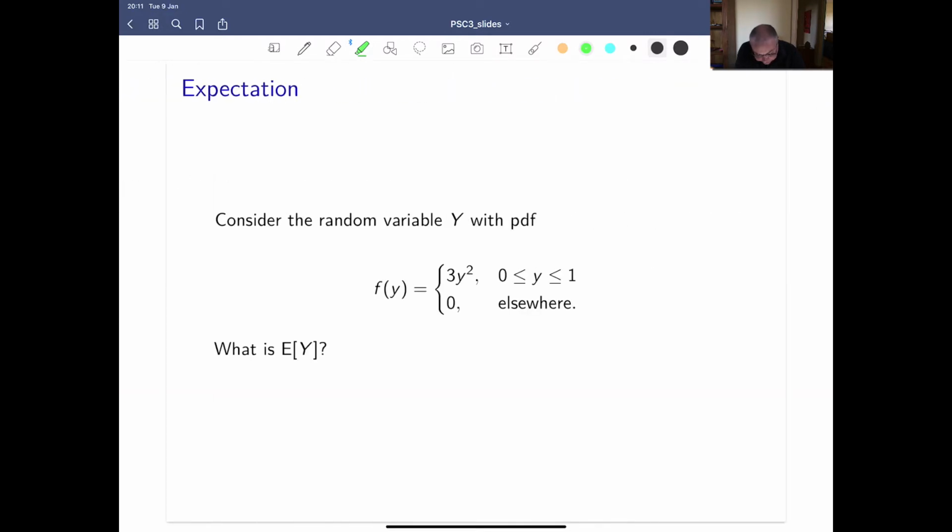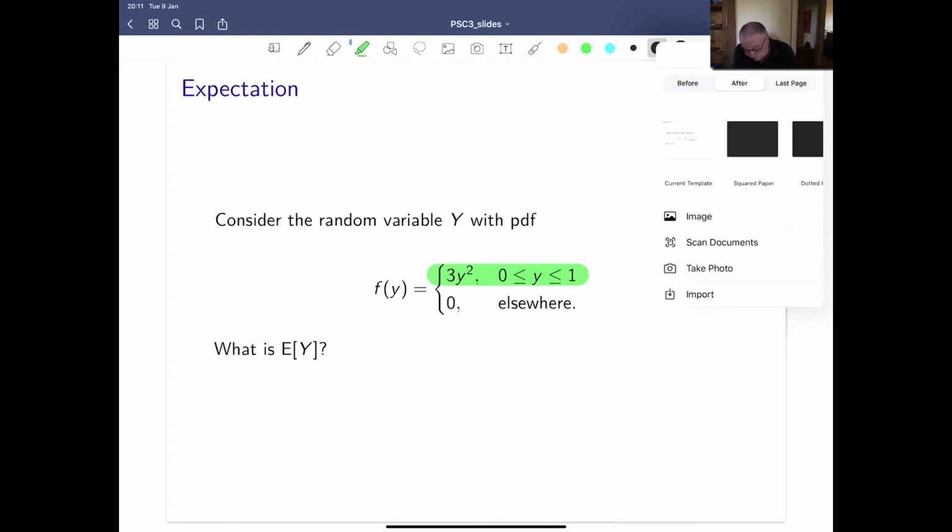Okay? So let's go back to the example we've been working with. We've got the random variable Y. When it's less than 0, the PDF is defined to be 0. When it's greater than 1, it's defined to be 0. But in between 0 and 1, we have that it is 3y squared, and we want to calculate the expected value of Y. So let's do that.